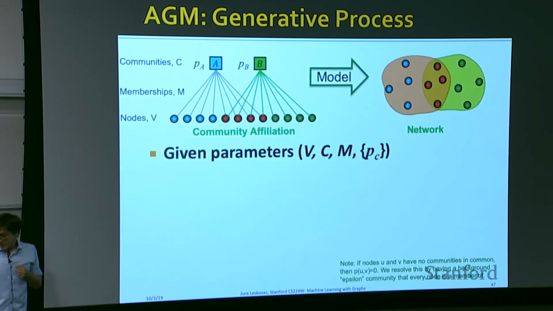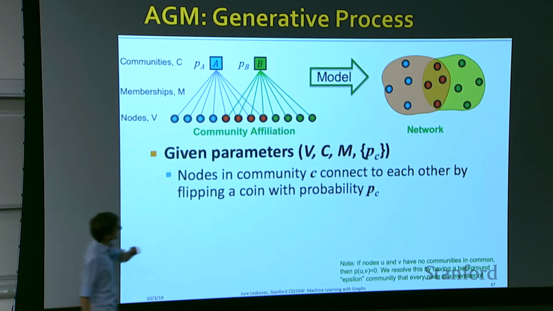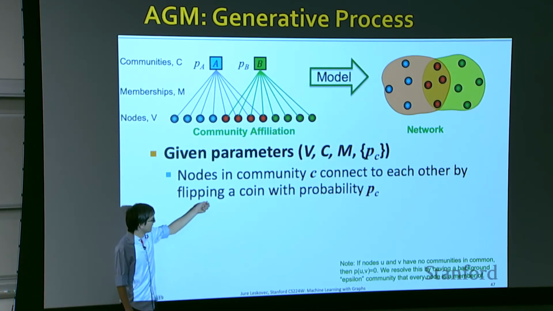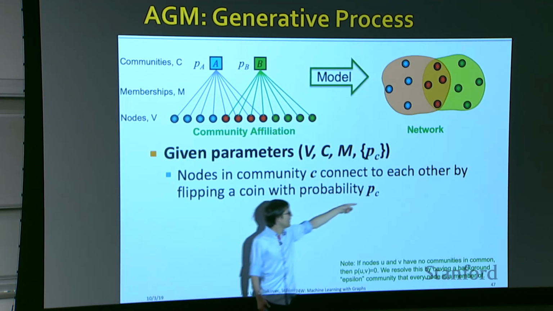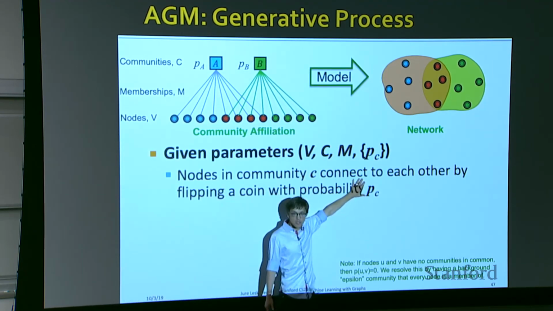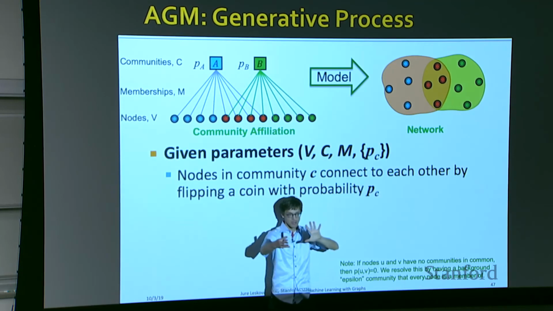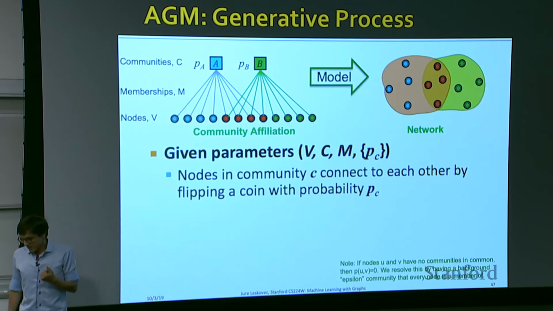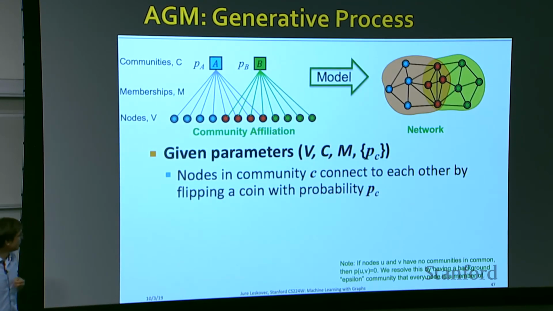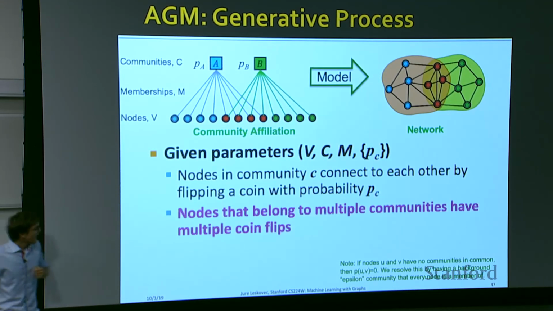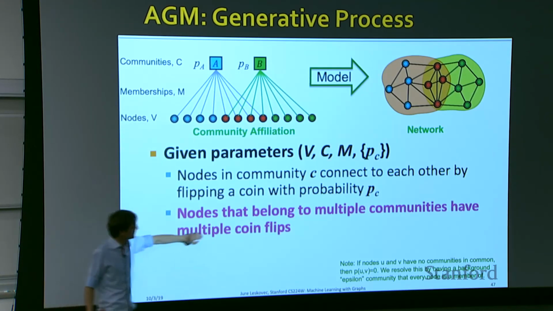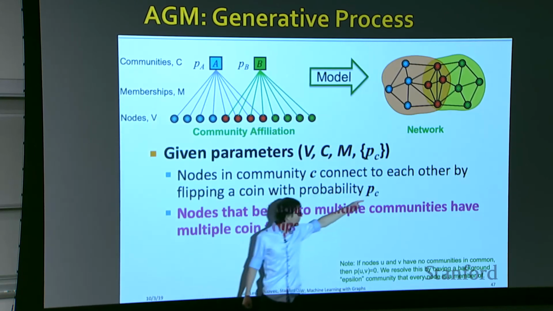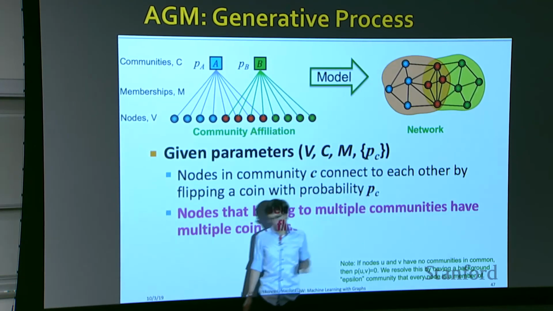And the way I will create the edges is the following. I will say that nodes in a given community C connect to each other independently with probability P sub C. So this is essentially an Erdos-Renyi random graph model between all the nodes that are in the same community. Okay? But then you can ask, what happens to the nodes that are in multiple communities, right? Nodes that belong to multiple communities get multiple coin flips, because for every community they have in common, they get a different coin to flip, right?